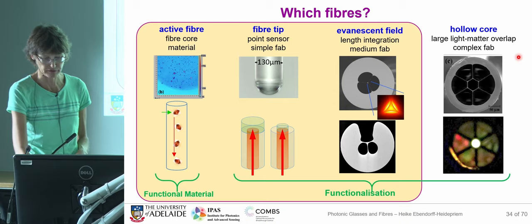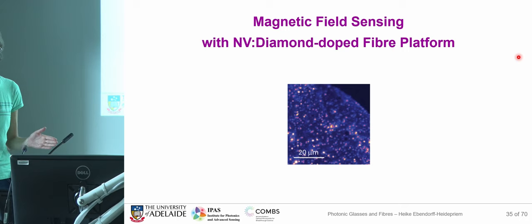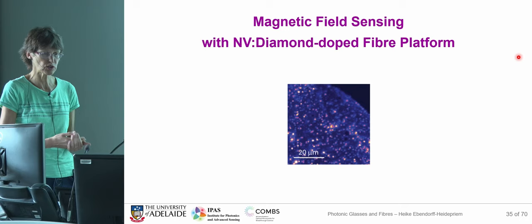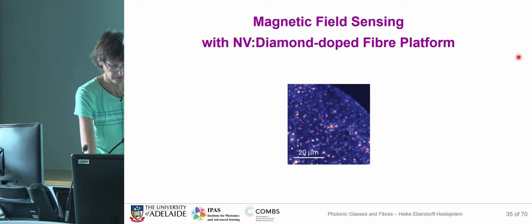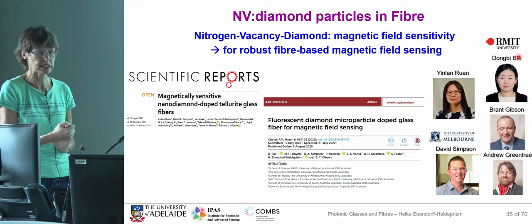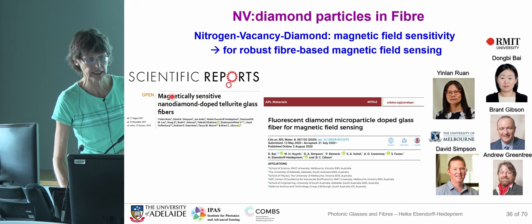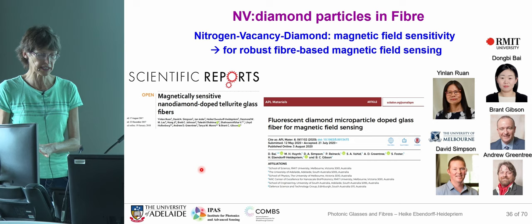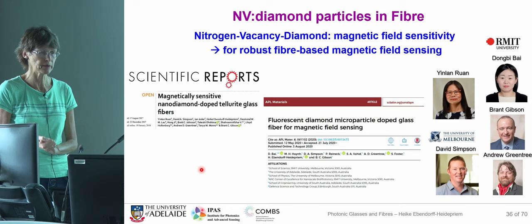So first example, magnetic field sensing by doping diamond particles directly into the glass and then turning this glass or this preform into fiber. So this started more than a decade ago, a collaboration with MIT, and also later on University of Melbourne. And you see here the two key papers that came out of this collaboration. So we worked on the fabrication of the fibers, and the collaborators worked then on the characterization and also on the magnetic field sensing.